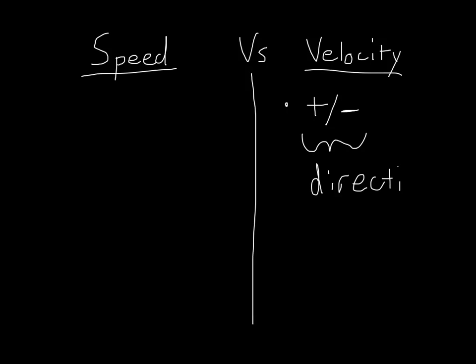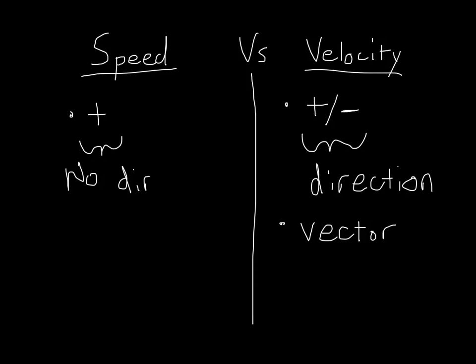So the velocity tells you how fast you're going and the direction you're moving in, which makes it something called a vector. Speed is different. Speed is always going to be positive. No direction is given for your speed. Speed does not care what direction you're going in, so it is something called a scalar. That's the difference between speed and velocity.